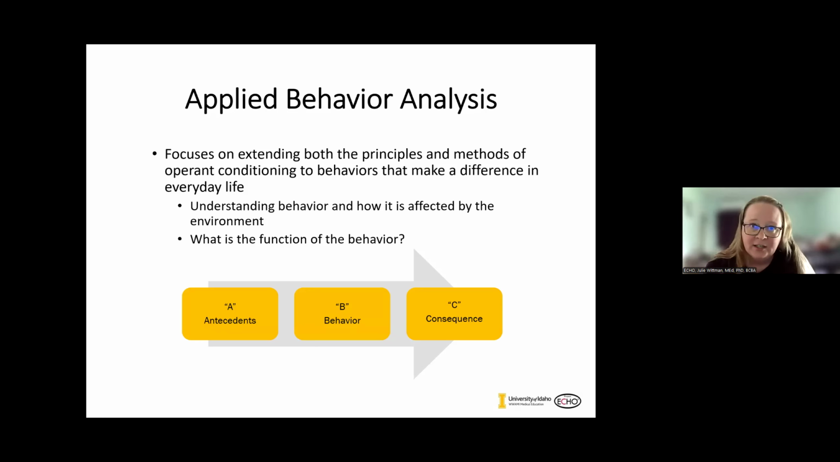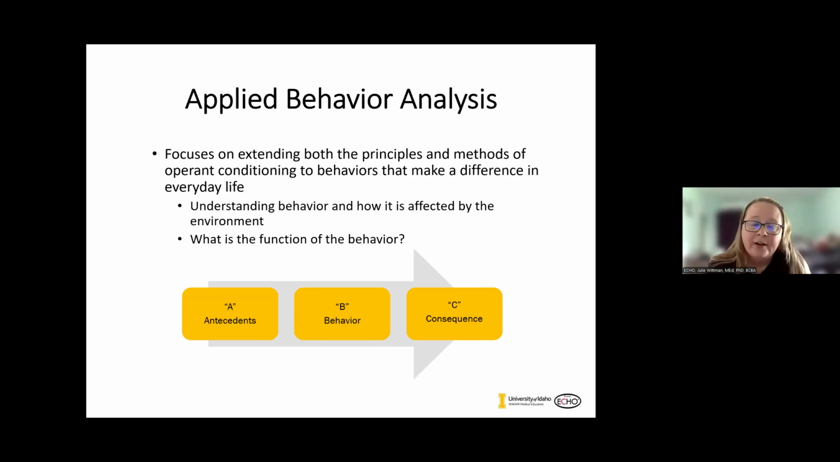Do they get attention? Do they get a tangible item that they wanted? Do they get out of doing something? Understanding what happens before and after a behavior allows us to understand the function, or the why of the behavior. And once we understand the function of the behavior, then we can create a plan for behavior change to replace that challenging behavior with a more appropriate way of meeting that same need, or getting that same function met.